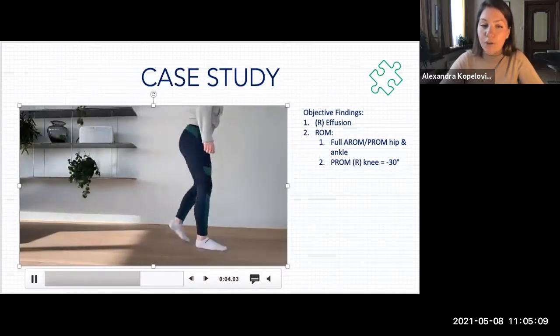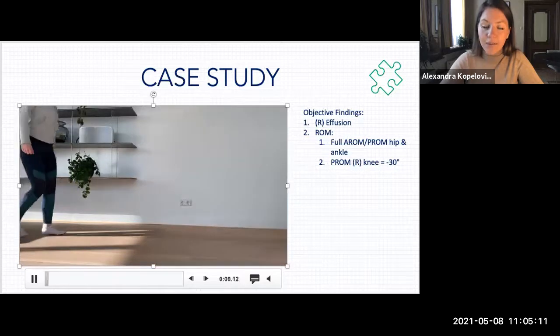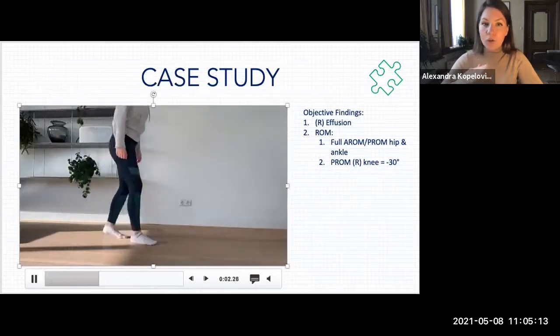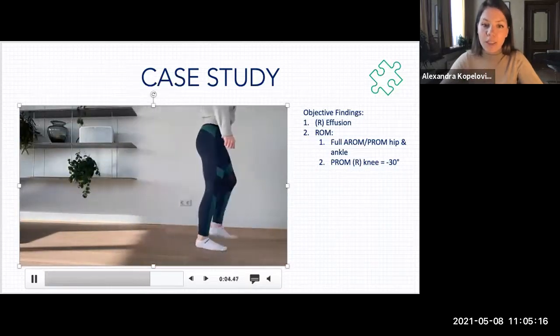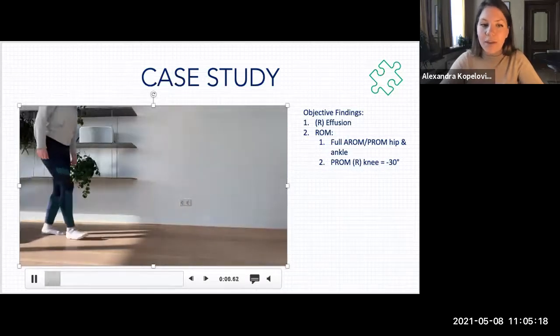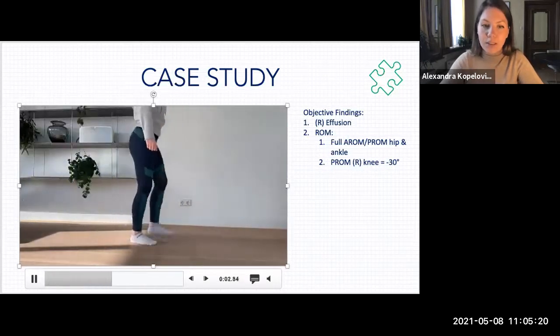Passive range of motion of the right knee was found to be negative 30 degrees. So patient is unable to get to 0 degrees of full extension at the knee. And that is once again obvious and confirmed throughout this gait cycle.